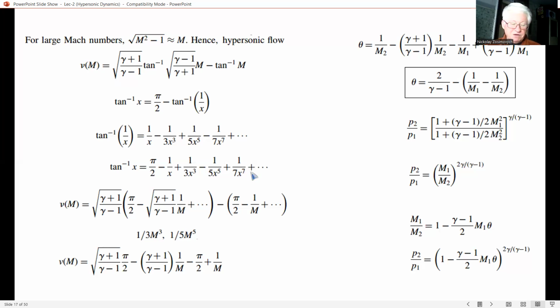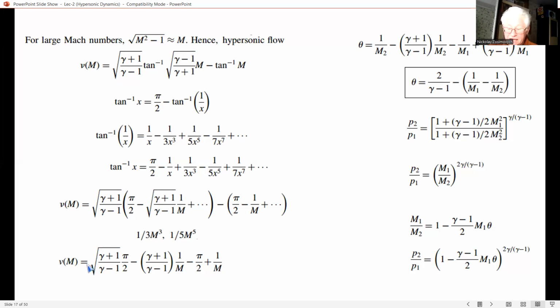In this case, we can utilize all these expressions, and we can rewrite the expression for V of M as this one. At high Mach number, the higher order terms associated with this big expression, that is terms such as 1 over 3M cubed, 1 over 5M to the power 5, etc., can be ignored, because they become so small. For this case, our large equation may be used in a simpler form, like here.